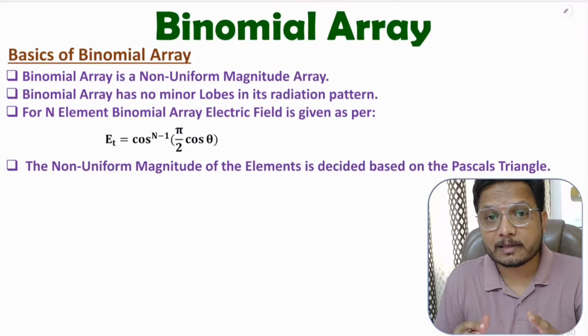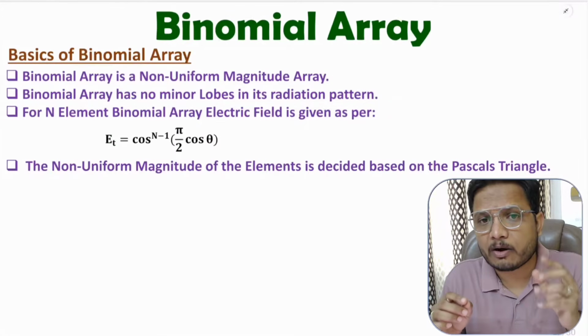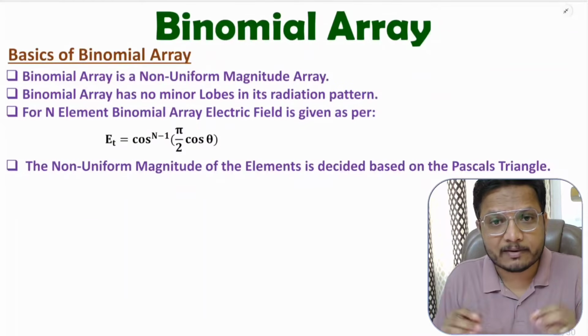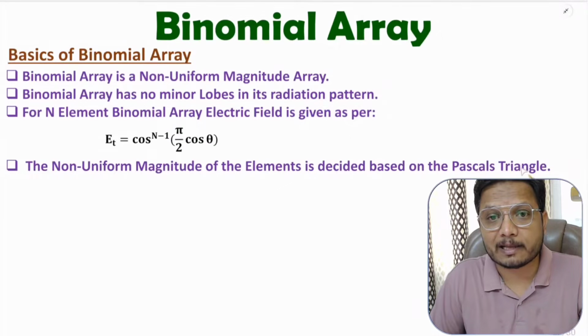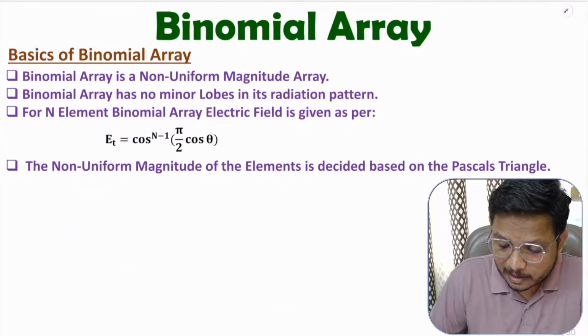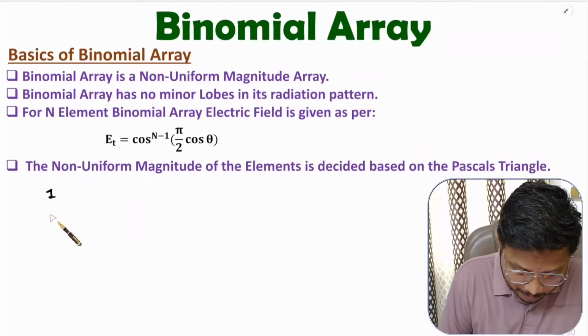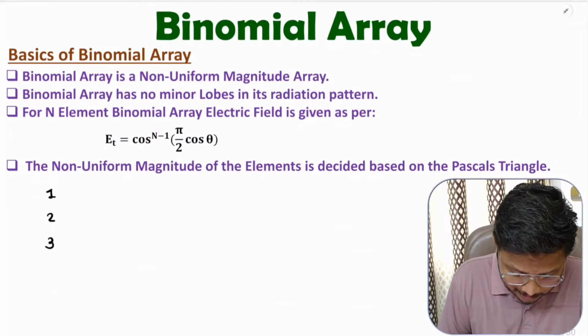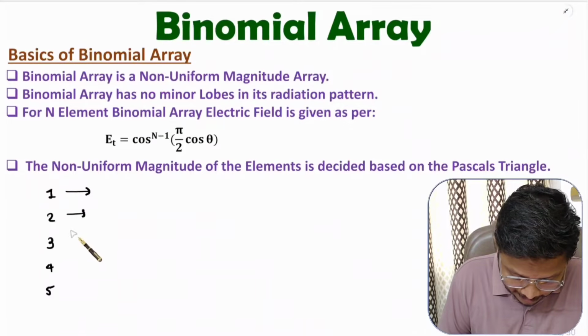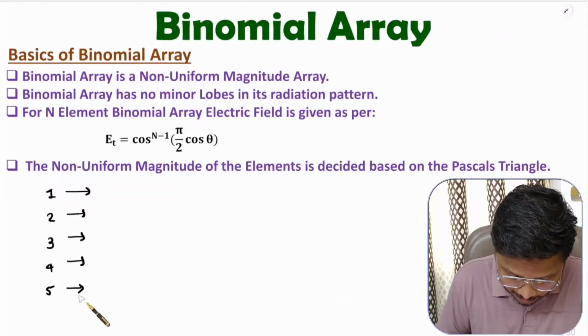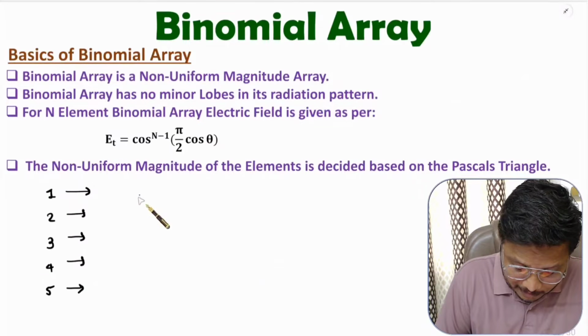Binomial array is a non-uniform magnitude array, meaning that with different antenna elements, the value of current is different. So here we have a binomial array, that is a non-uniform magnitude array, and the magnitude of each element is as per Pascal's triangle. Let me explain how. Here I'll be considering the number of elements of the antenna. So here you can observe I'm writing the number of elements, right? And now I'll explain how the magnitude of current is there with the elements.